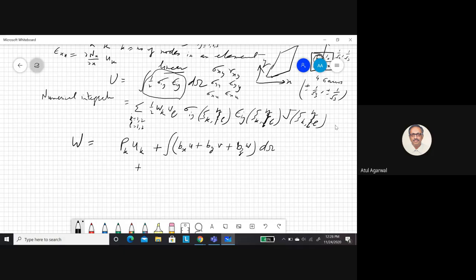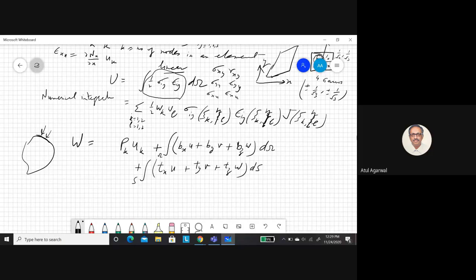Plus, suppose there is a surface force, there are tractions, then you have force in the x direction. So these are the tractions in the XYZ directions, and you have to integrate over the area, whatever is the area. So this is a volume integral, this is a surface integral. So this is the potential of the external loads.